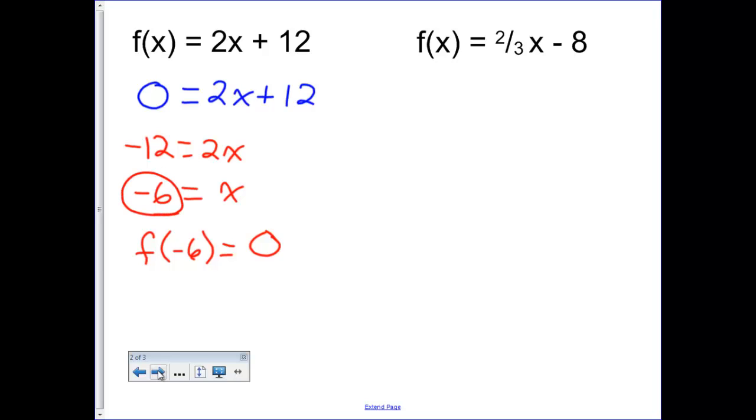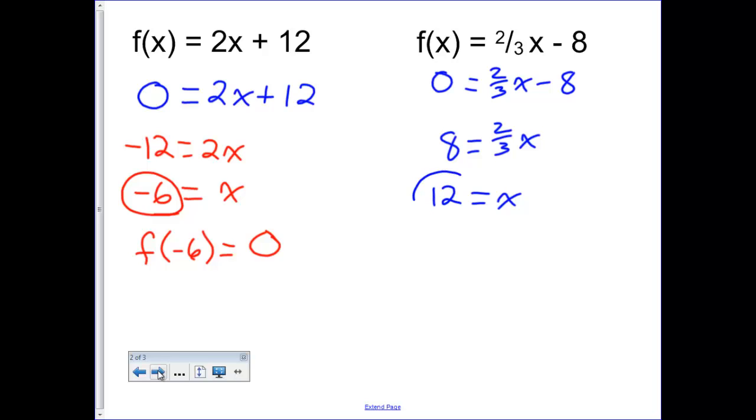We'll try the next one. We're going to substitute 0 in place of f of x, 2/3 x minus 8, and now solve for x. Move the 8 over first, then multiply by the reciprocal of 2/3, which is 3 over 2. And that will be 8 divided by 2, which is 4. 4 times 3 gives you 12. So the 0 would be 12, because if I insert a 12 into the function up here, my output will be 0.